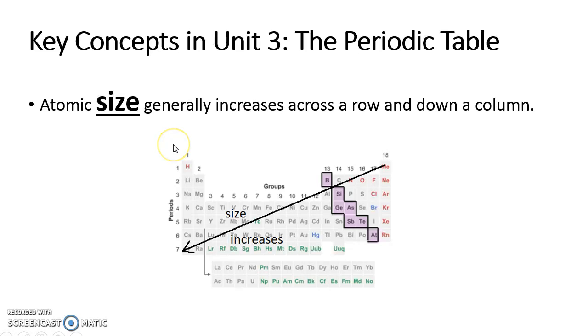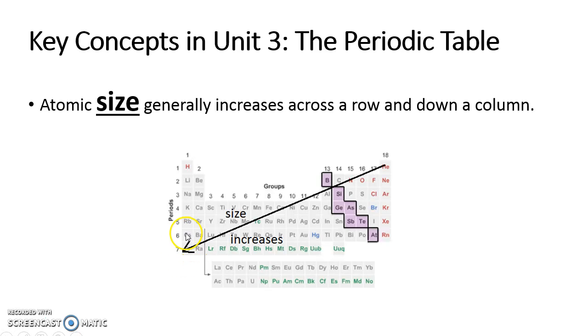Atomic size generally increases across a row and down a column. So basically, as you move to the left, you get bigger. As you move down, you get bigger. So I kind of just drew this arrow. And I think in class I mentioned if you are closer to francium, francium's right here, you are bigger in size. Think of like a big bodyguard named Frank, who's big and tough.